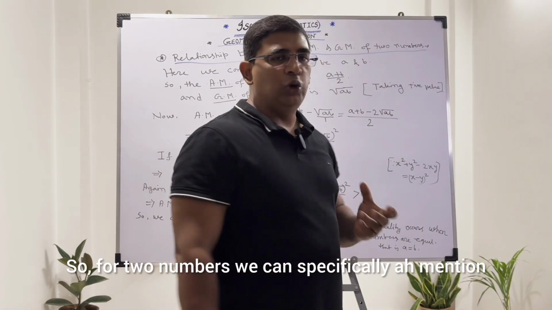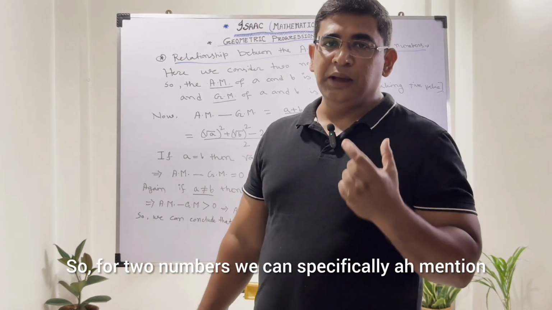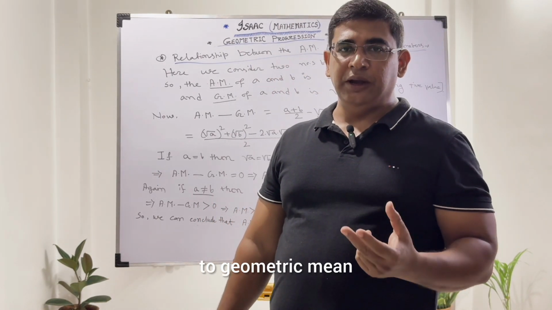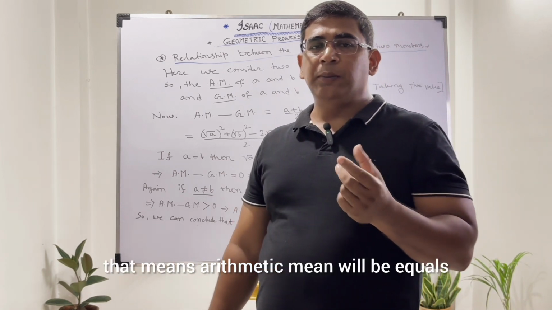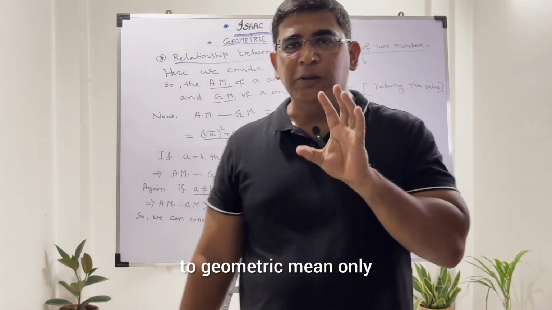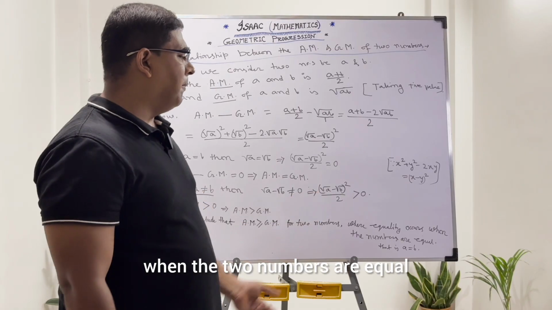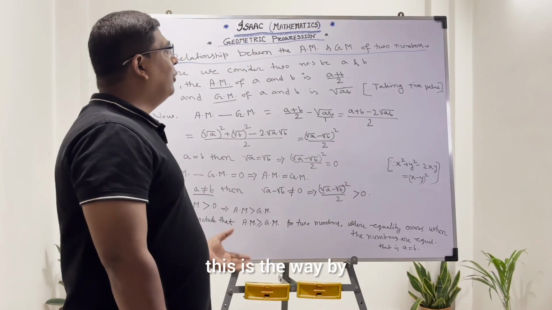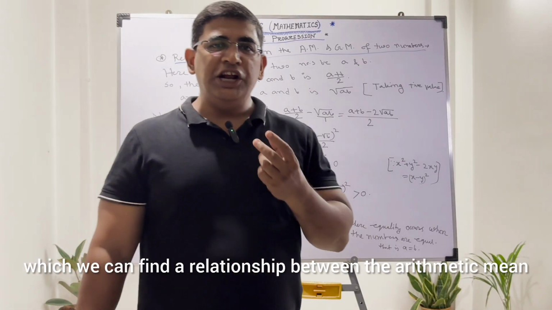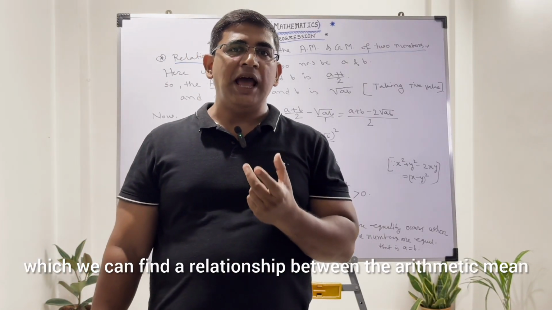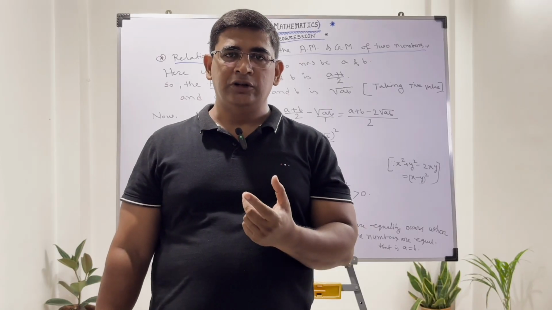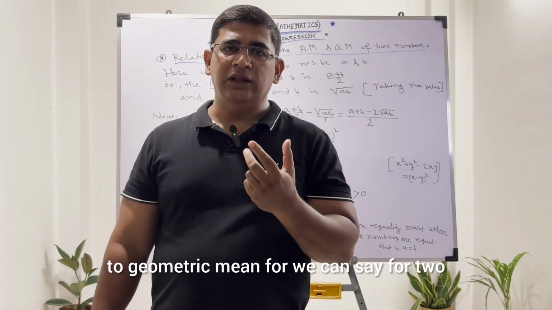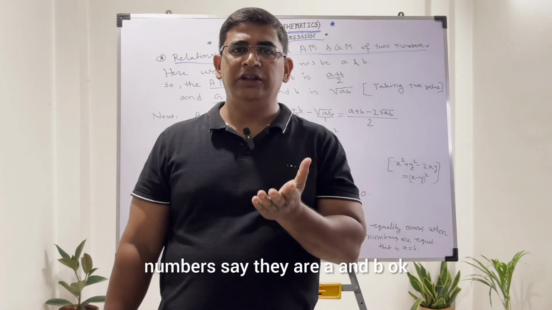Okay, so for two numbers we can specifically mention that arithmetic mean is greater than equals to geometric mean, and equality occurs, that means arithmetic mean will be equals to geometric mean only when the two numbers are equal, that is A equals to B. Okay, so this is the way by which we can find a relationship between the arithmetic mean and geometric mean of two numbers. So arithmetic mean is greater than equals to geometric mean for two numbers, say they are A and B.